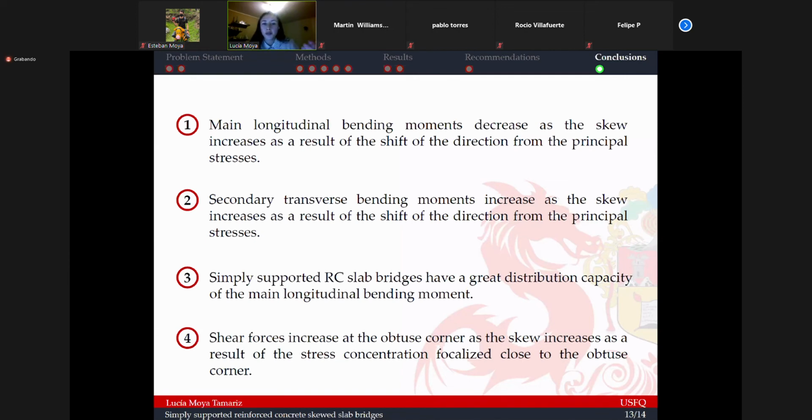Also, simply supported RC slab bridges have a great distribution capacity of the main longitudinal bending moments. And finally, shear forces increase at the obtuse corner as the skew increases, and this is a consequence of the stress concentration that focalizes close to the obtuse corner when we have skewed geometries.